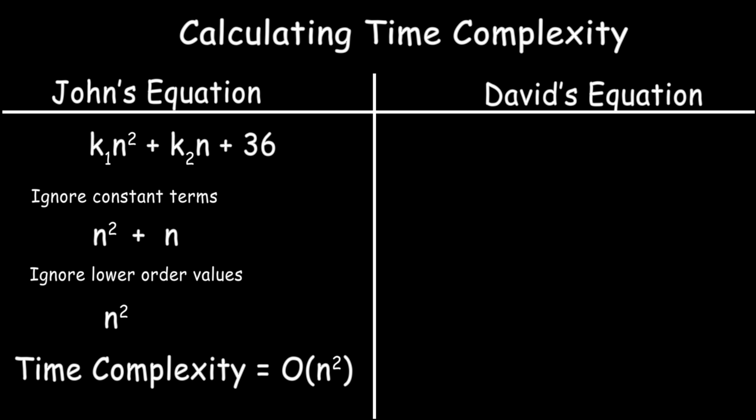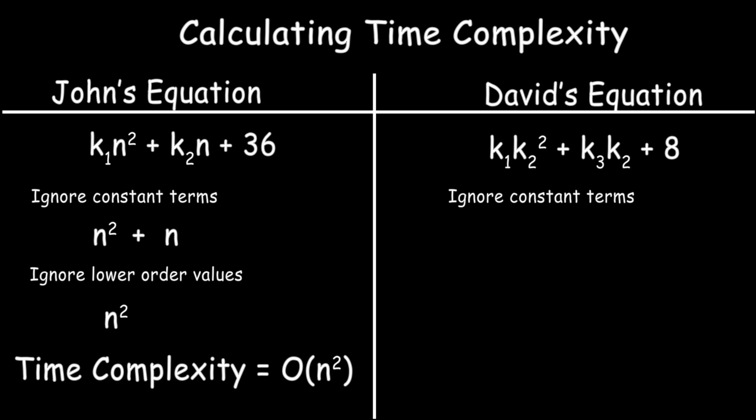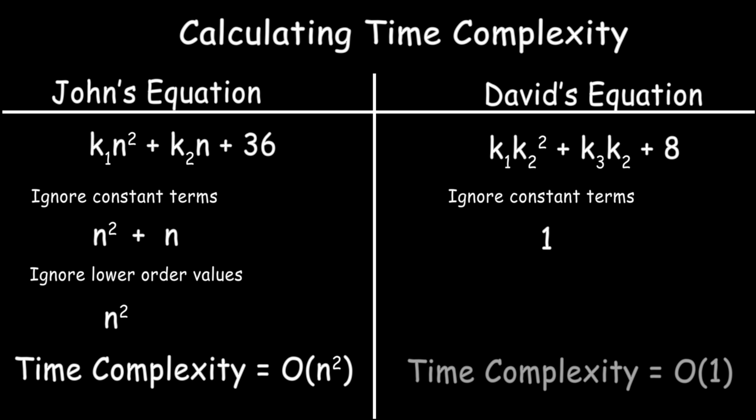Now the equation for David's algorithm is k1 k2 square plus k3 k2 plus k2. Applying the same principle, we ignore the constants k1, k2, k3 and 8, and we are left with 1. So the time complexity for David's algorithm is big O of 1 or big O of n to the power of 0, because n to the power of 0 is 1. Now you can judge by the time complexities whose algorithm is better. Comment it down.